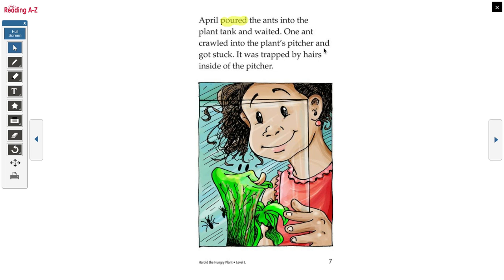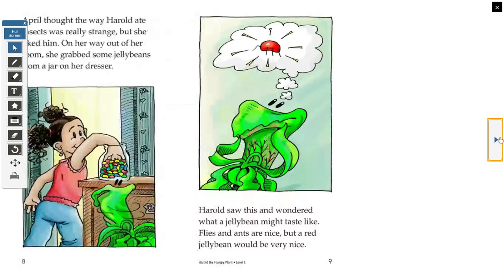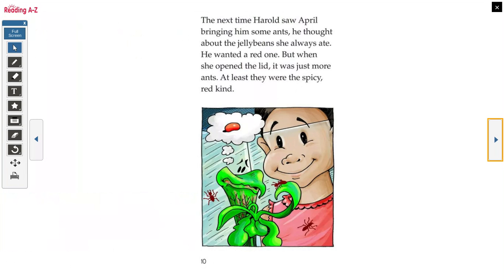One ant crawled into the plant's pitcher and got stuck. It was trapped by hairs inside of the pitcher. April thought the way Harold ate insects was really strange, but she liked them. On her way out of her room, she grabbed some jelly beans from a jar in her dresser. Harold saw this and wondered what a jelly bean might taste like. "Flies and ants are nice, but a red jelly bean would be very nice." The next time Harold saw April bringing him some ants, he thought about the jelly bean she always ate. He wanted a red one, but when she opened the lid, it was just more ants. At least they were the blank red kinds.